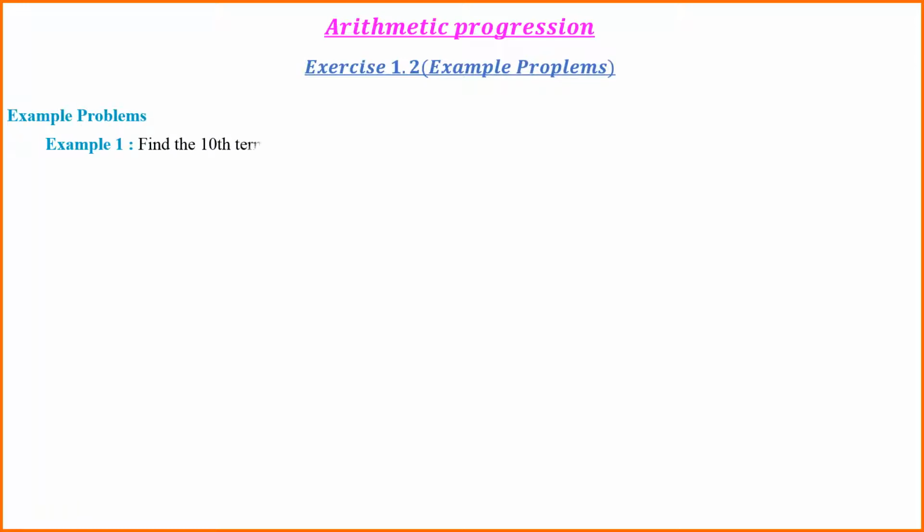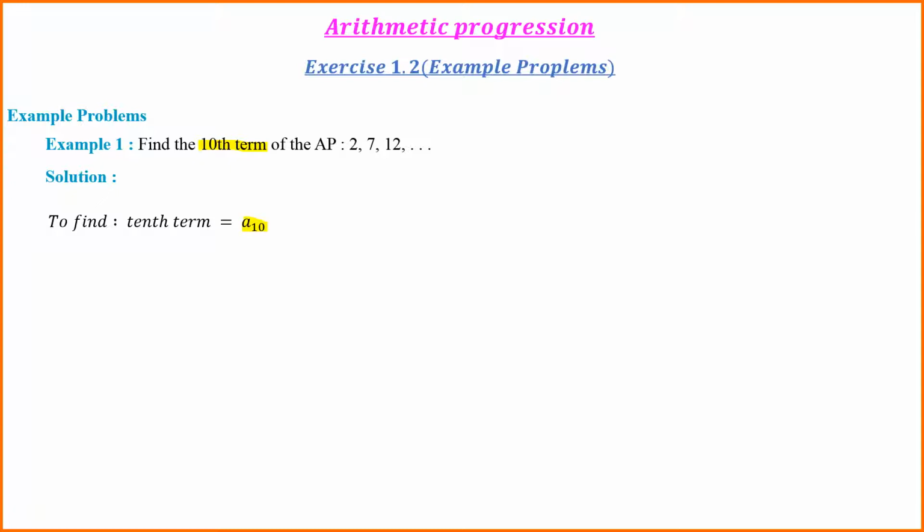Arithmetic progression example problems of exercise 1.2. Question number 1. Find the 10th term of the progression 2, 7, 12. Let us first try to understand the question and make note what we are supposed to find. We are supposed to find the 10th term, which is a10.